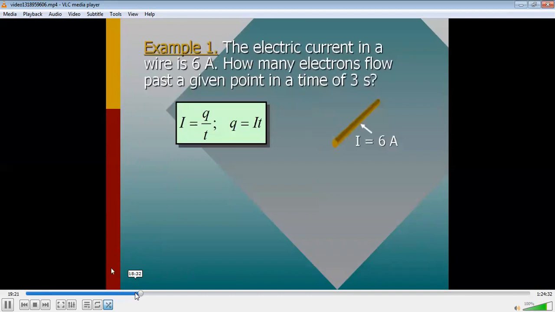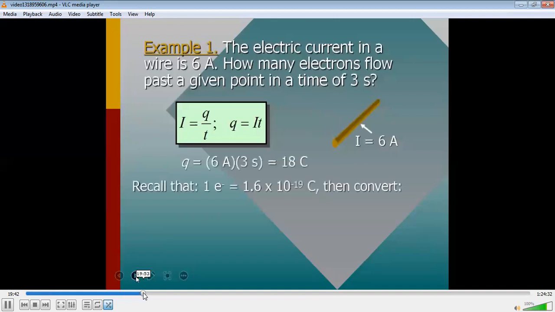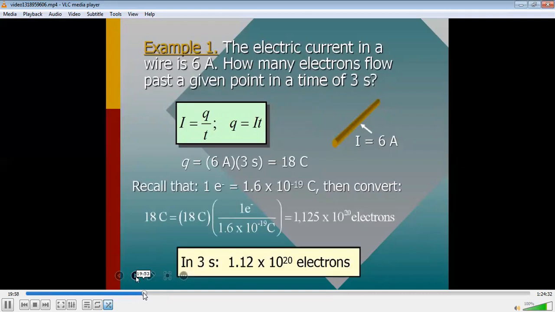So within 3 seconds, what will be the amount of electrons? Now Q equals 18 coulomb, but you must know the charge of an electron is 1.6 times 10 to the minus 19. So we can convert it. How many electrons will there be? 1.125 times 10 to the 20 electrons. So in 3 seconds, the number of electrons moving from one point to another is 1.125 times 10 to the 20 electrons.